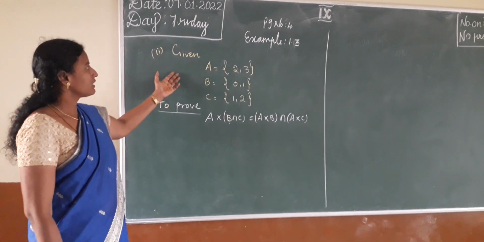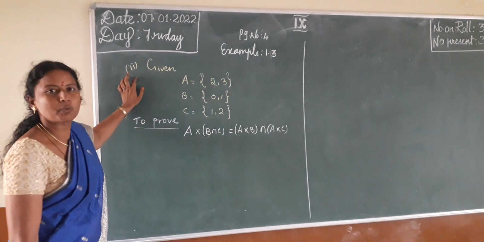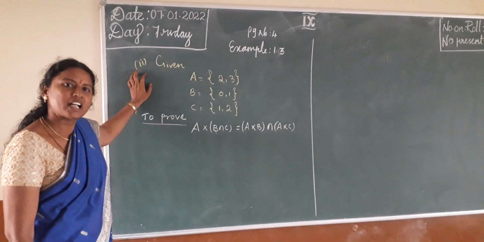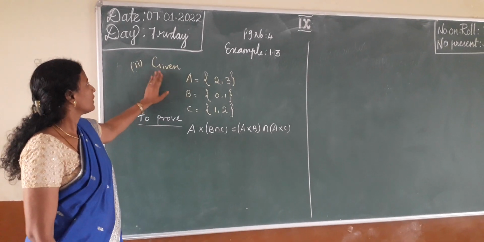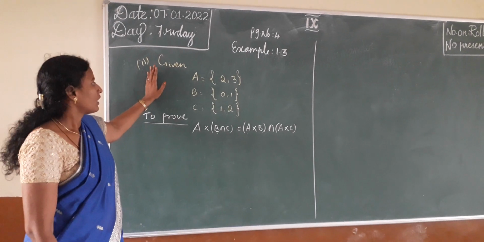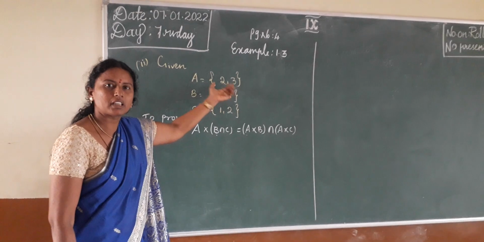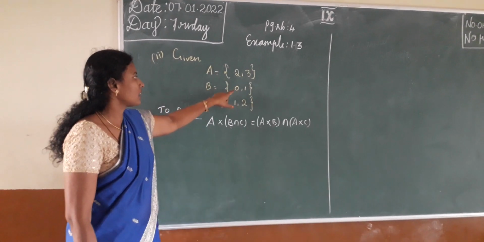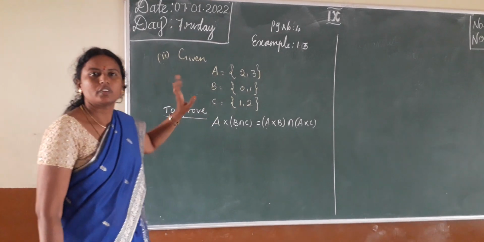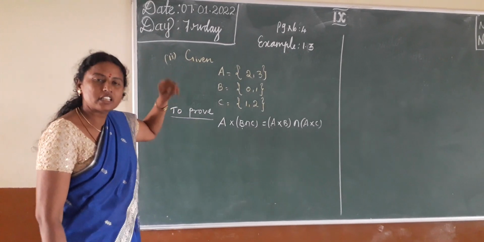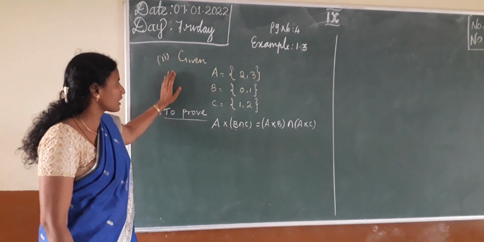Next, we will see the topic Example 1.3 and the second subdivision. We have already finished the first subdivision in our class, and now we continue with the second subdivision. Given A = {2, 3}, B = {0, 1} and C = {1, 2}. The values are given here. We already wrote this in the class notes, and now we continue the sum in the second subdivision.